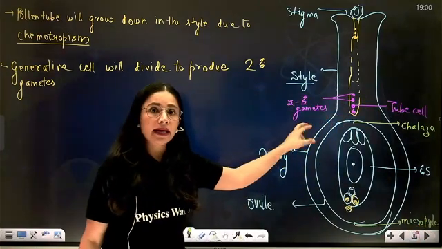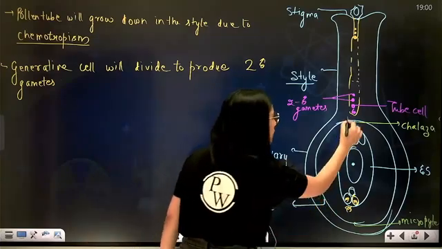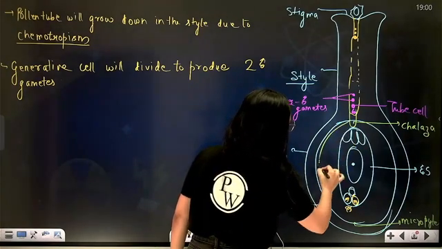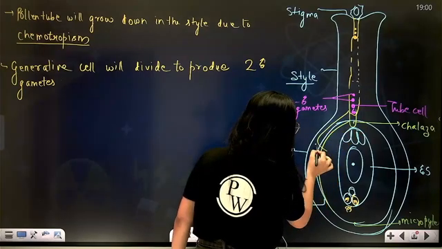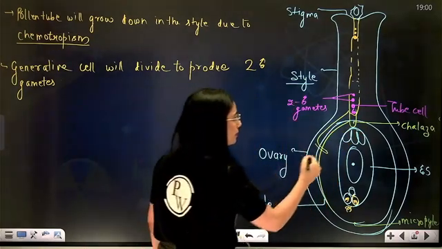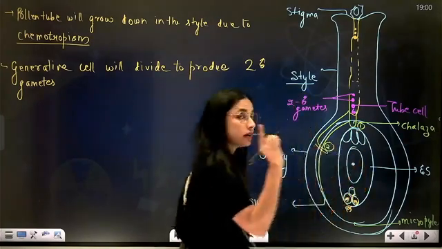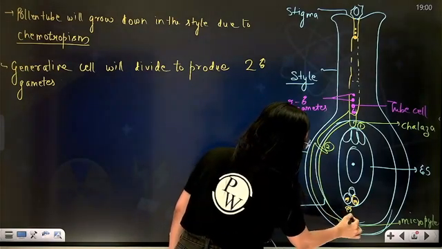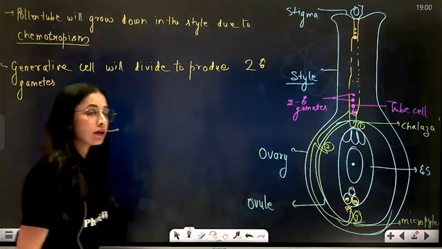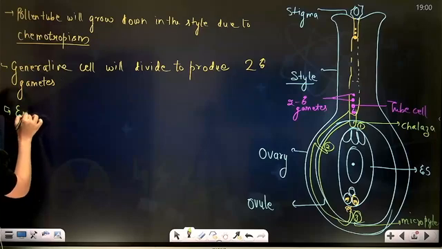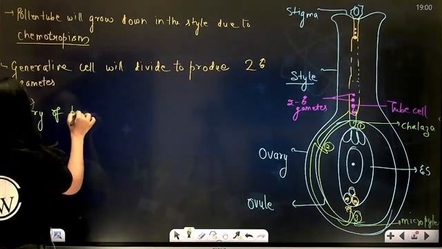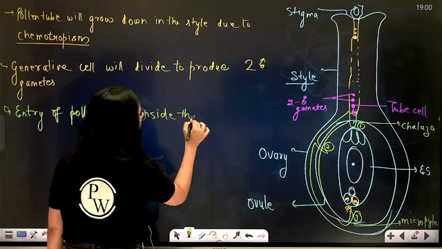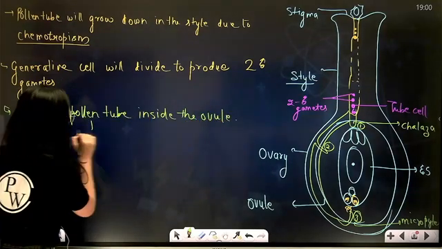Now this pollen tube can enter inside the ovule through three ways. Number one is directly through the chalaza. Number second is through integuments. Here are the integuments. So second is the entry through this way, through integument. This is number one entry. This is number two entry. And third entry of the pollen tube inside the ovule is through the micropyle, that is through the base. Right? So next point is entry of pollen tube inside the ovule can be from three directions.